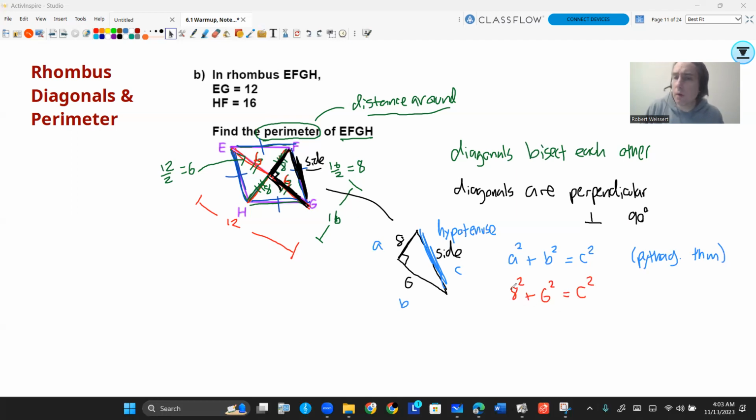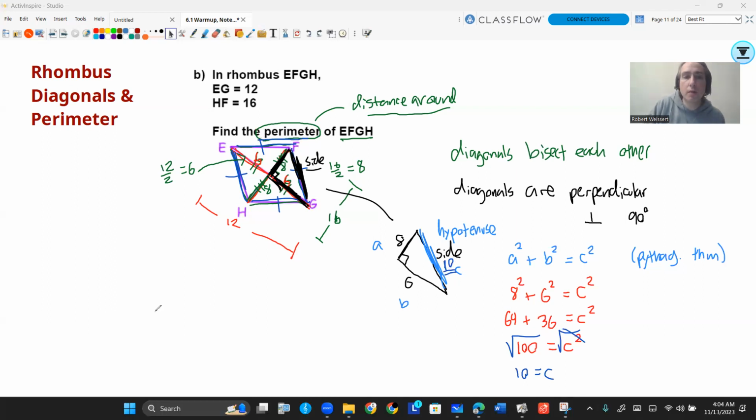So how do we solve for that? Well, we square the 8 and the 6. That's going to give me 64 and 36. Add those together. Yep, that's going to be 100. And then finally, I want to solve for C. How do I undo C squared? Square root is the inverse operation of a square. So square root cancels that out, and the square root of 100 is going to be 10. 10 is C. 10 is your side.